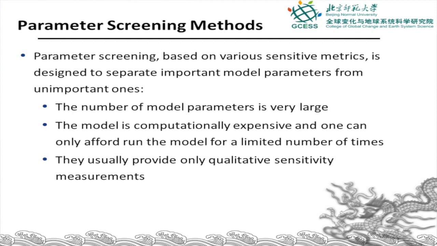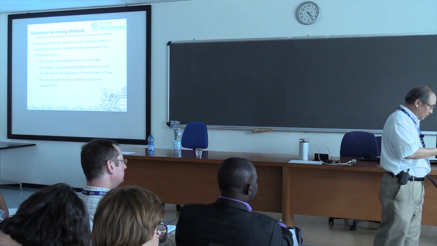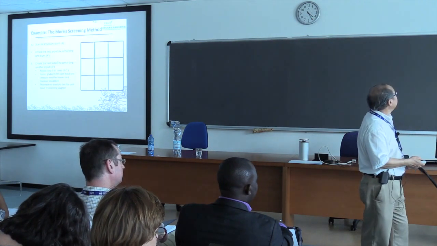For instance, we talk about tens or hundreds of parameters. We cannot optimize that many. You have to reduce it, and the model is computationally expensive. That's another thing, because you couldn't afford to run too many experiments. Screening usually uses a limited number of experiments that give you a qualitative kind of answer.